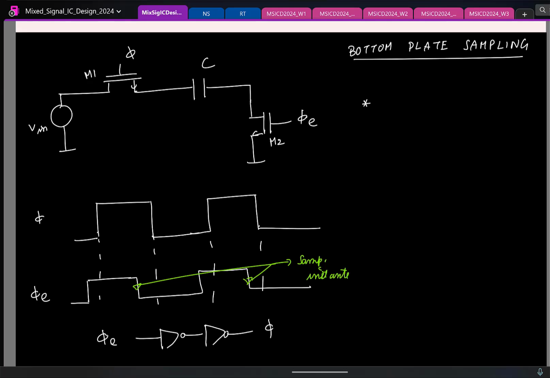So to summarize, first we have both M1 and M2 on. That's when we are tracking the signal. We turn off M2, and then we turn off M1. When I do that, any channel charge from M1 does not have a path to flow here. So there will be no channel charge that is getting injected.